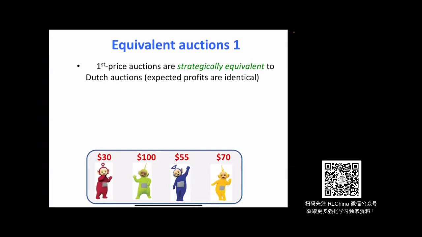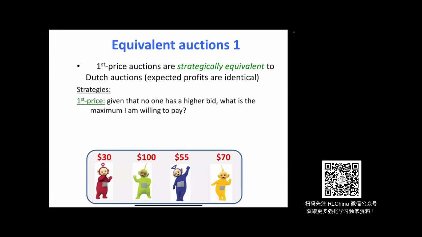The two cases, in practice, are different, right? Because of many considerations, but the essence of it is that they are statistically equivalent. Because if you think about the first prize auction, what you really try to bid, you face this question: okay, I want to bid and also I want to win. Given that no one has a higher bid, what is the maximum I'm willing to pay, right? In the first prize auction, anyone who wants to bid is going to answer this rationally.